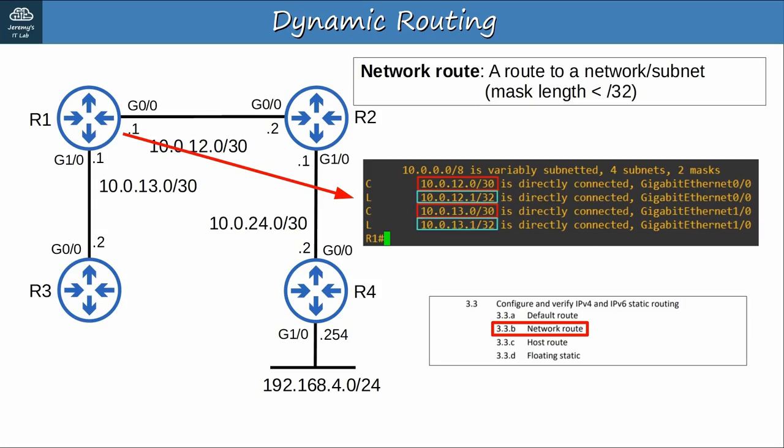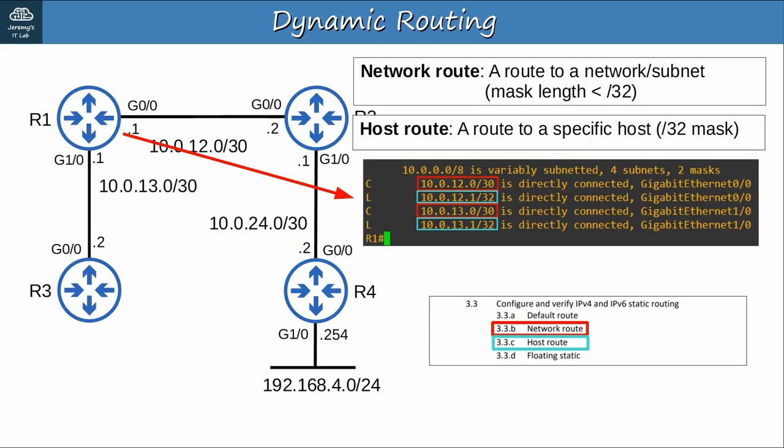These two routes, 10.0.12.1/32 and 10.0.13.1/32, are examples of host routes. A host route is a route to a specific host, a single address, specified with a /32 mask. These two routes here were automatically added, and are host routes to the specific addresses configured on R1's G0/0 and G1/0 interfaces. To configure a static route to a host, use ip route, followed by the host's address, then 255.255.255.255, which is a /32 mask. Okay, that was just an aside, so you understand those two terms. Now let's talk about dynamic routing.